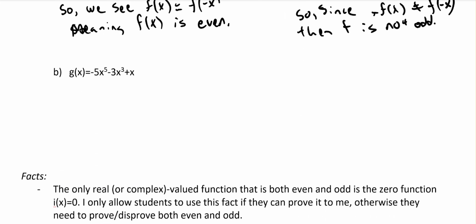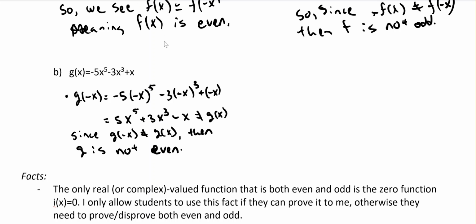Pause this video, try doing G. Okay? Hopefully you paused the video and tried doing G. And if you did, you should have started with even and gotten the following. You should have shown your work here to see that this function, when I replace x with a negative x, is definitely not the same as that function g that I started with. So then you can conclude that it's not an even function.